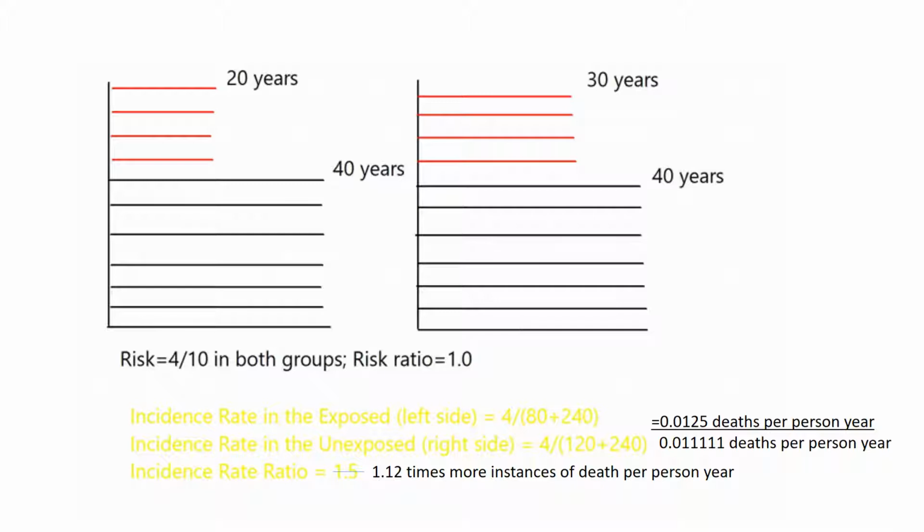So this graphic is really just to illustrate the concept of person time because it relates to the concept of risk ratio versus rate ratio. So here I just wanted to give a simple scenario. Let's say you have a group of people who are 30 or 40 years old and you're studying them over a period of 40 years.